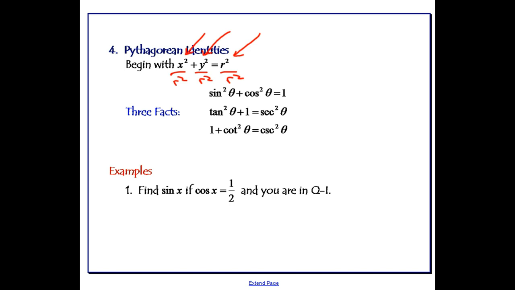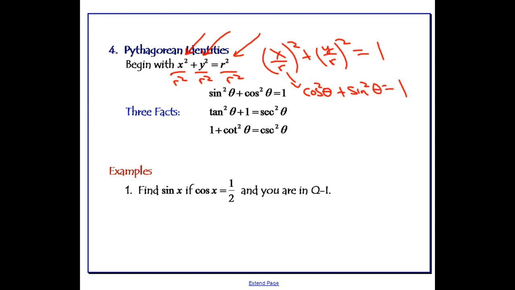Divide them all by r squared, and I get x over r squared. I get y over r squared. And over here I get a 1. And you're supposed to look at it and say, wait a minute, x over r, I know what that is. That's the cosine of theta. We put the square there. Y over r, that's the sine of theta. Squared. And I get 1. And you get what are called the Pythagorean identities. That was sine squared plus cosine, or cosine squared plus sine squared, equals 1.